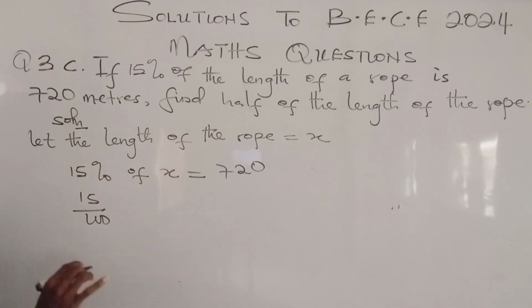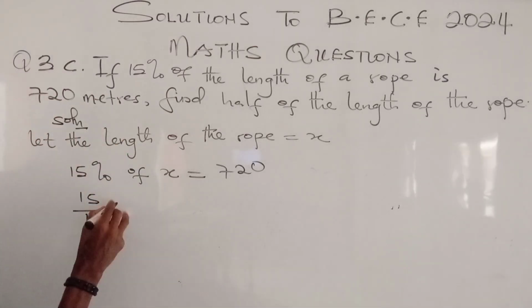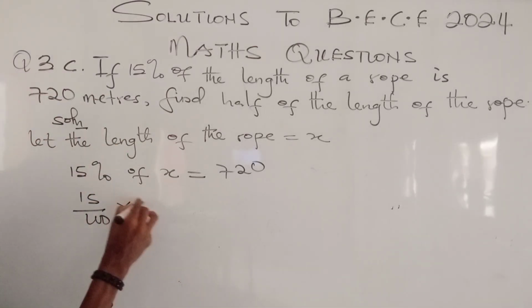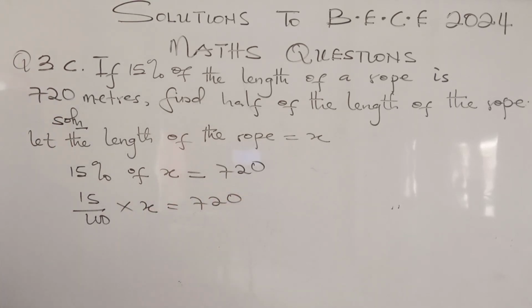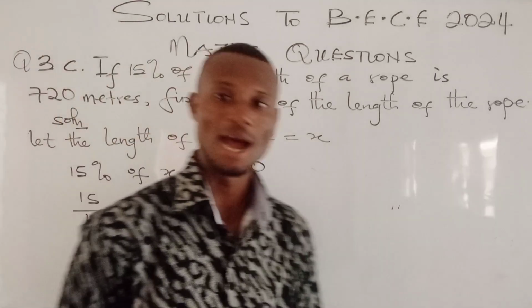Of, I've explained to you that of means multiplication. So times, then you bring your S equals to 720. I hope you understand up to this point.